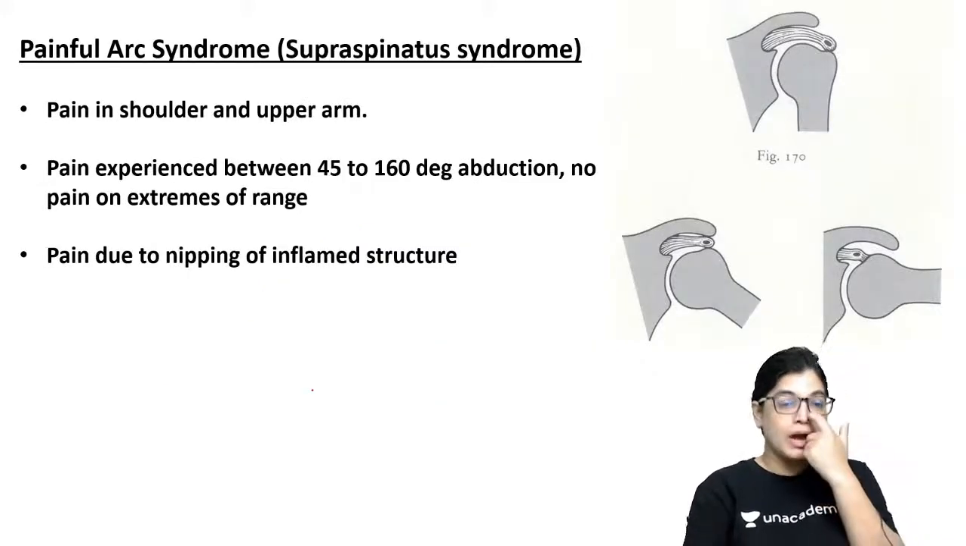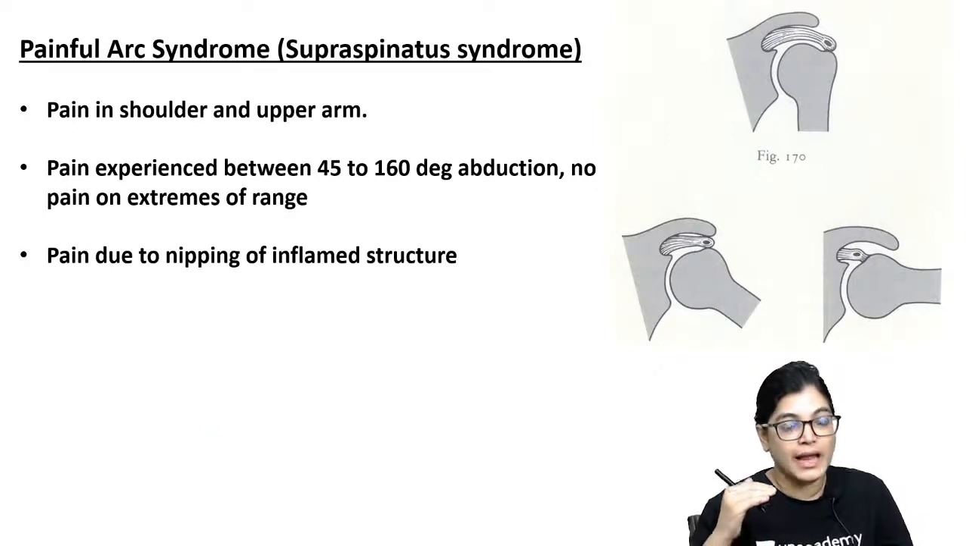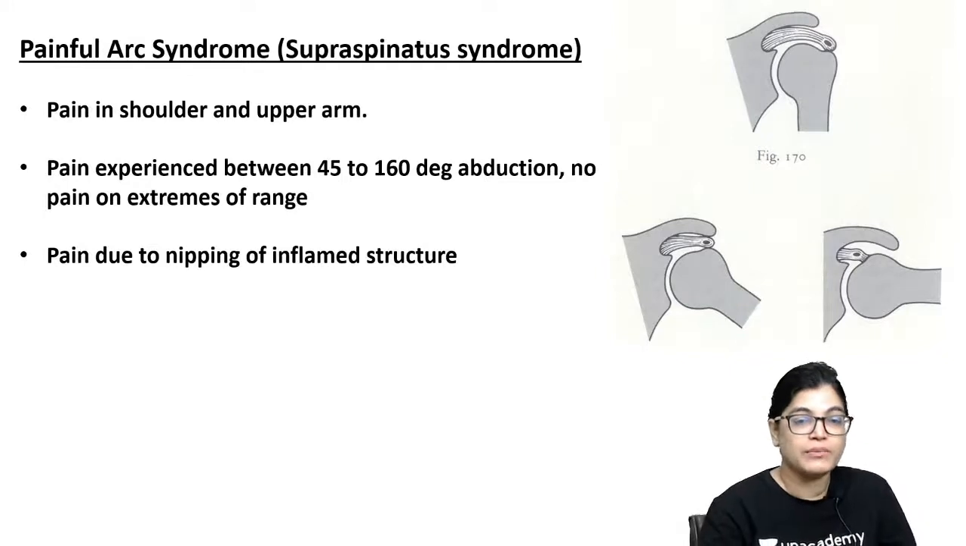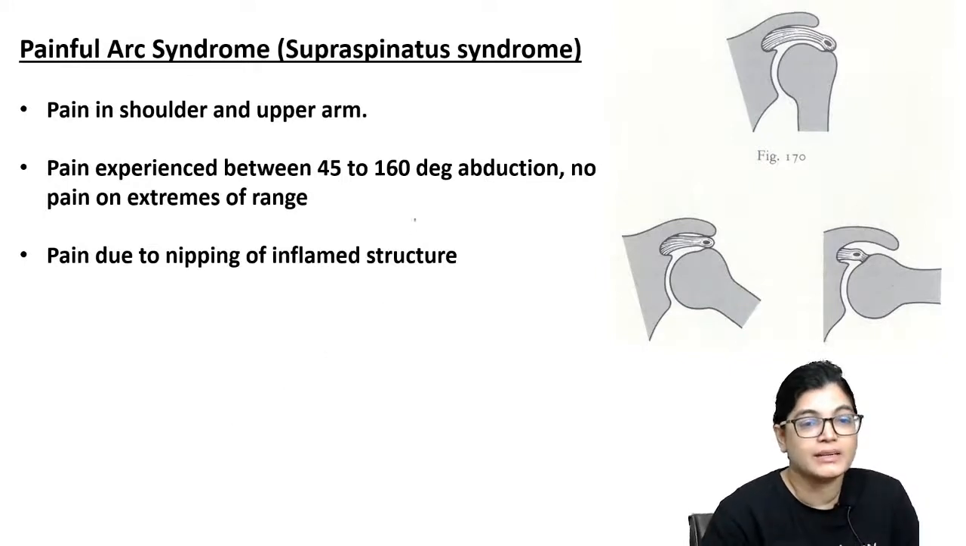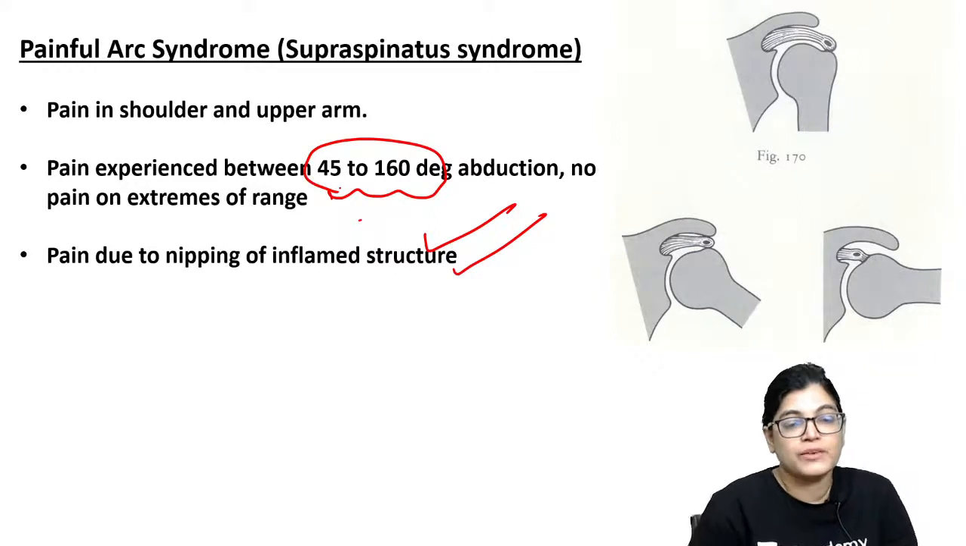Now, painful arch syndrome. In the diagram I showed you, the supraspinatus muscle tendon lies below, and the subacromial bursa lies above, with the coracoid and acromial process also lying above. So in cases of inflamed subacromial bursitis, the supraspinatus muscle can be impinged, and this can lead to painful arch syndrome. The range of pain is approximately from 45 to 160 degrees of abduction.